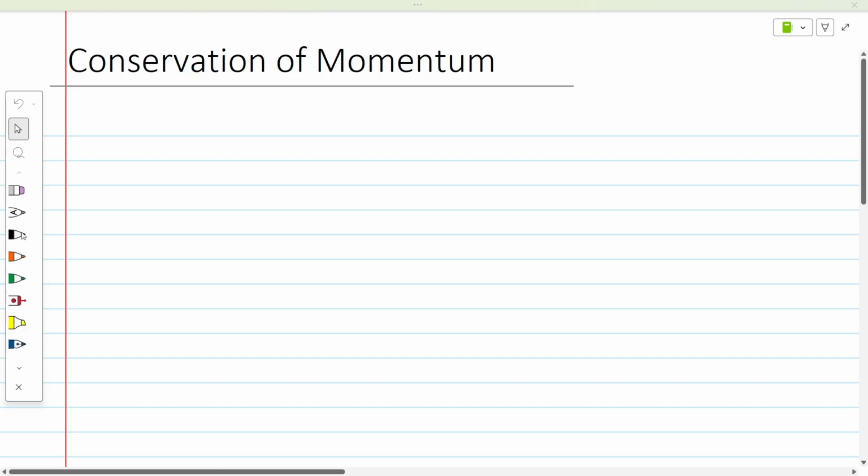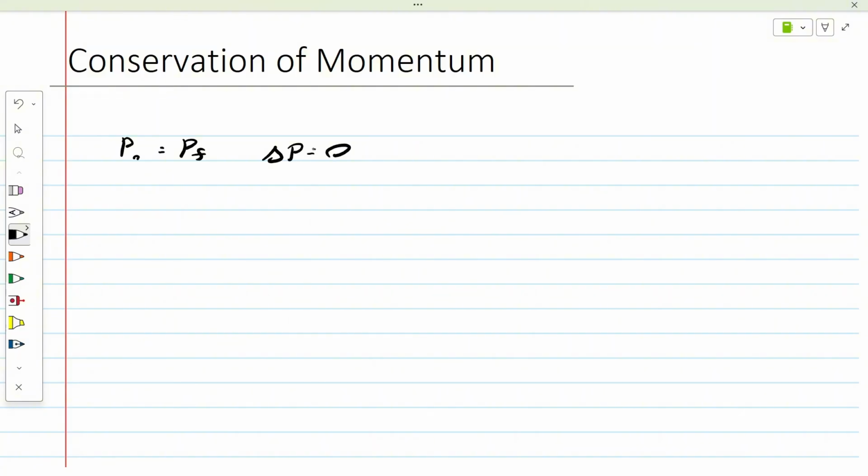So, conservation of momentum basically means the momentum's not changing in the system. So our momentum initial equals our momentum final. Or you might see the change in momentum equal to zero. And that's the total momentum of the system. So if we have multiple objects in the system, then their net momentum is what's conserved.